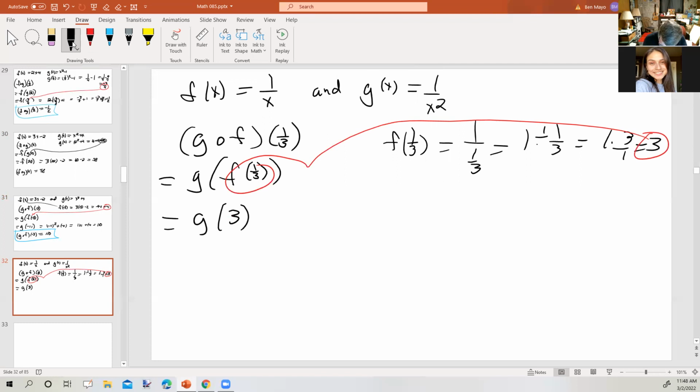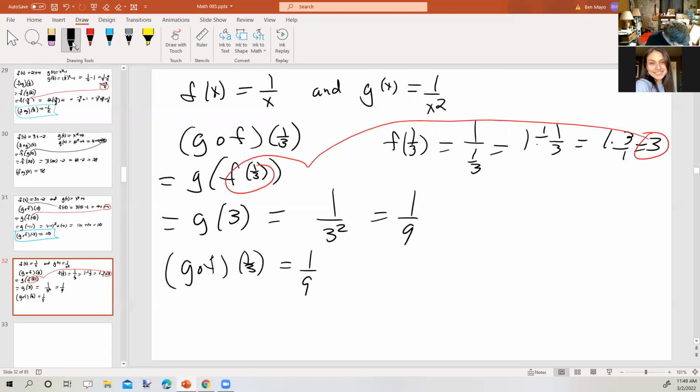So that's g of 3, which is 1 over 3 squared, which is 1/9. So g composed with f of 1/3 equals 1/9. All right. Here's another one.